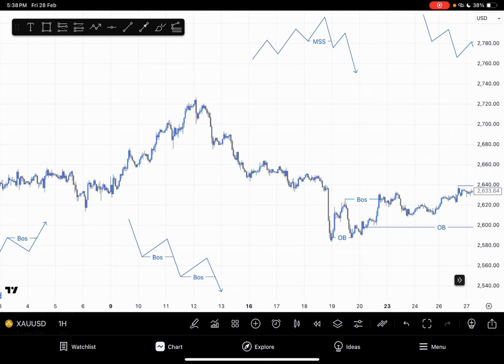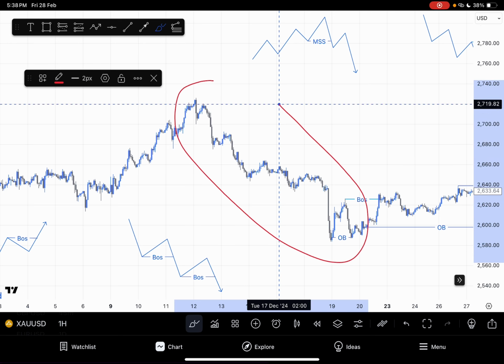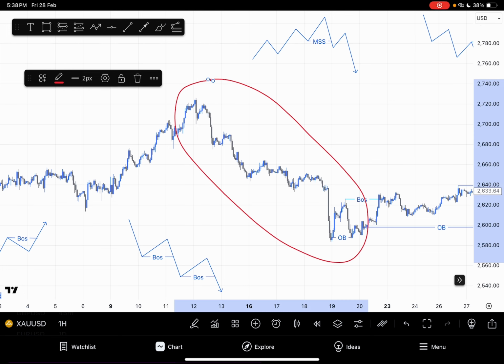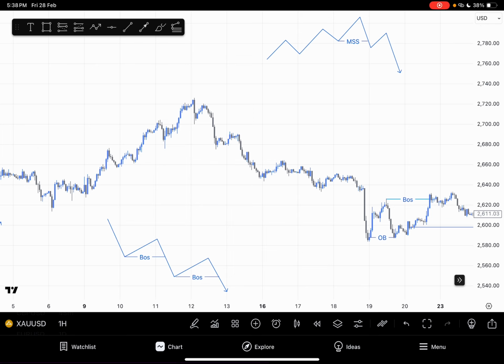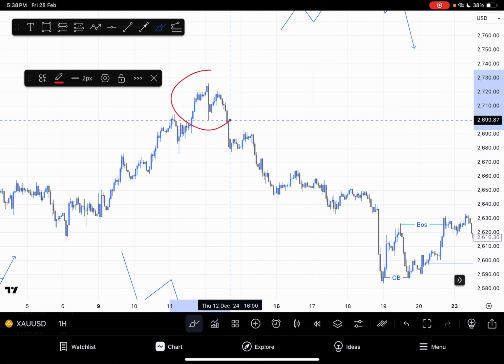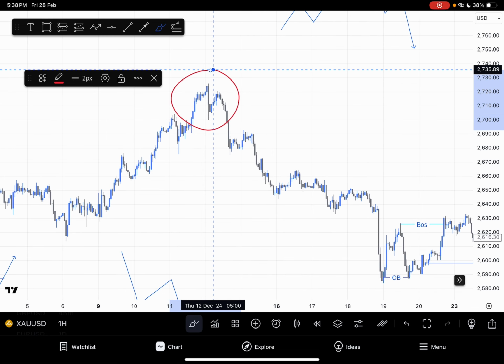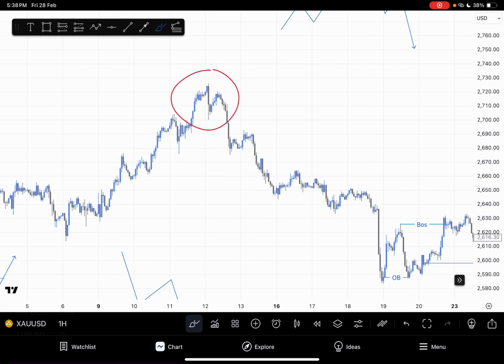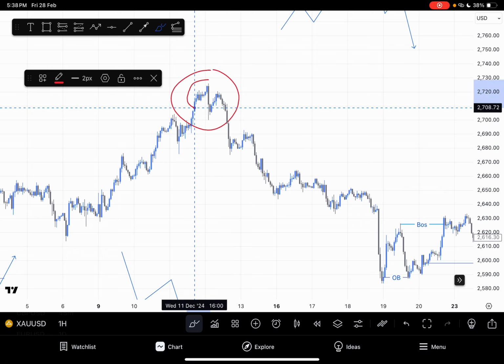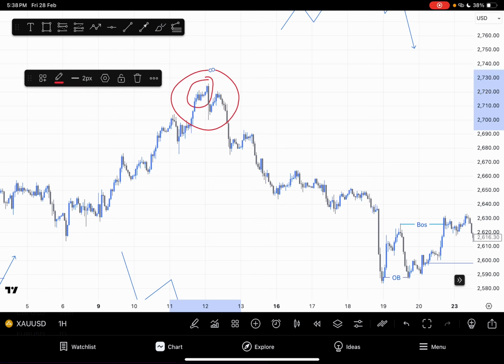So first thing first, when you open the charts like this, always look for points where price creates a market structure shift. Then you look for where price creates multiple break of structures. Now I'll be using this region here as an example. So when you open the chart for the day, for example, let's say price is in this region. If you look closely at this point here, you will see there's a market structure shift there.